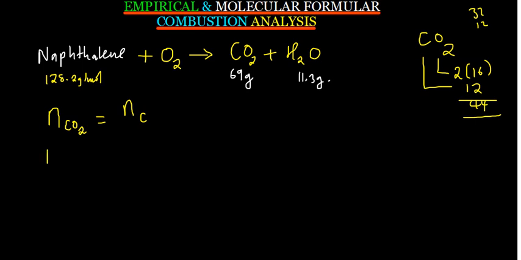Meaning that the number of moles of carbon is going to be mass of carbon dioxide over molar mass of carbon dioxide. Mass of carbon dioxide given is 69. Molar mass of carbon dioxide is 44. So what are we finding as the number of moles of carbon? 69 over 44. 1.568 moles. So this is the number of moles of carbon.